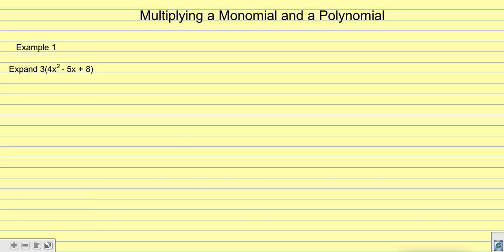Okay, so today we're talking about multiplying a monomial and a polynomial. We already know what a polynomial is. It's just an expression containing many terms. In this case, we're looking at a monomial 3 being multiplied by a trinomial 4x squared minus 5x plus 8.